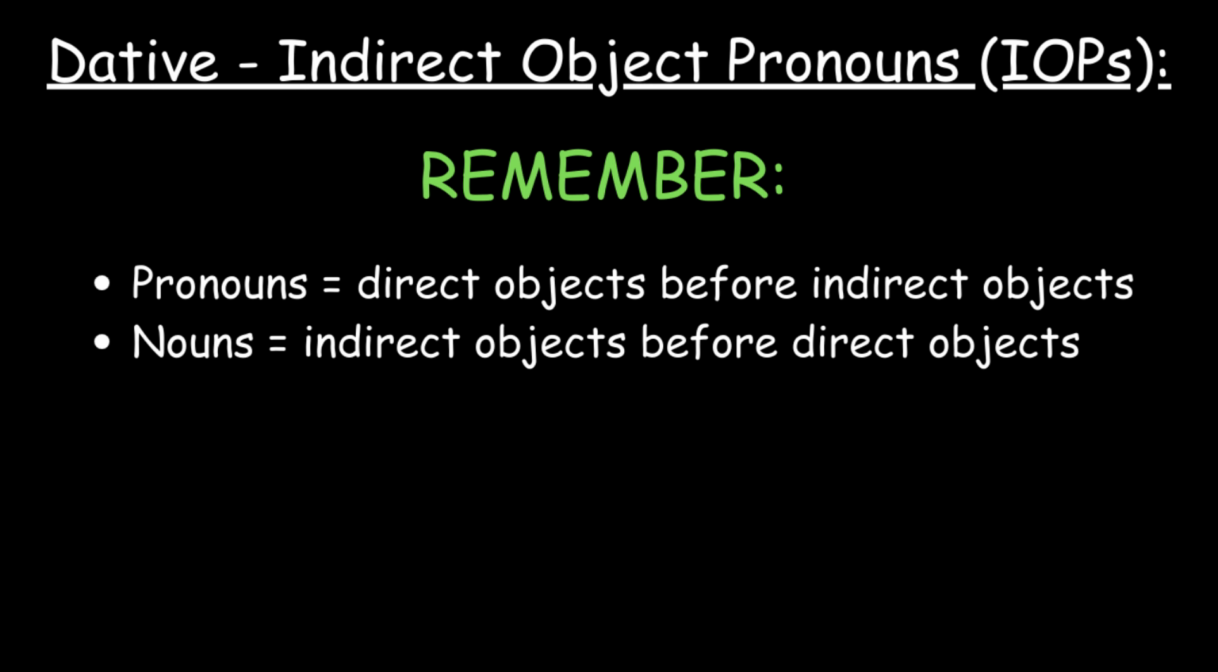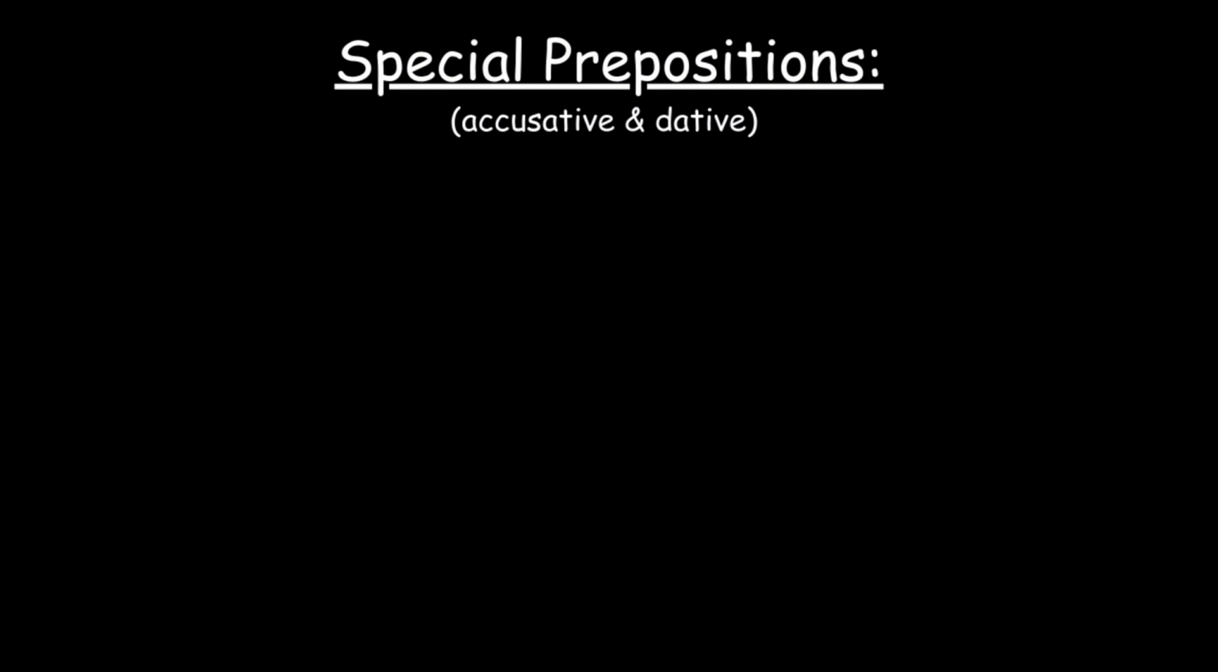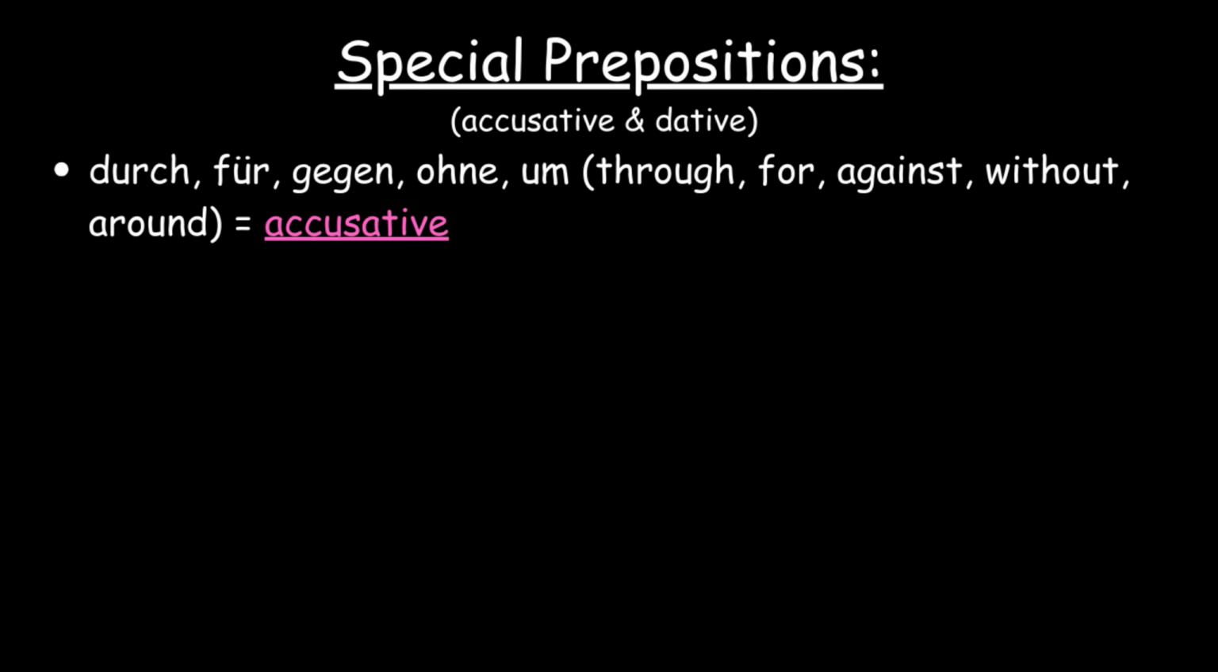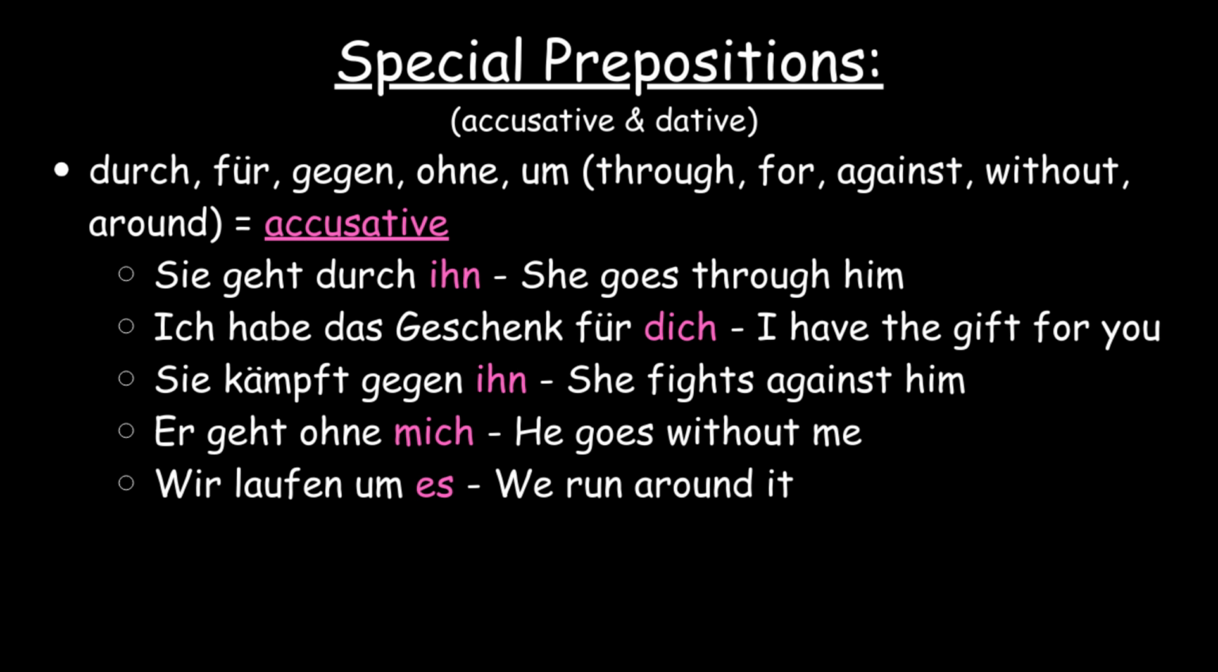This is how German indirect object pronouns work in context, but more concepts need to be known. To better remember when to use direct and indirect object pronouns, we can look at special prepositions that only work with the accusative and dative. For instance, prepositions like durch, für, gegen, ohne, and always use accusative pronouns, like sie geht durch ihn. Ich habe das Geschenk für dich. Sie kämpft gegen ihn. Geht ohne mich.